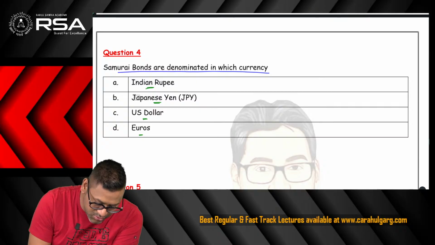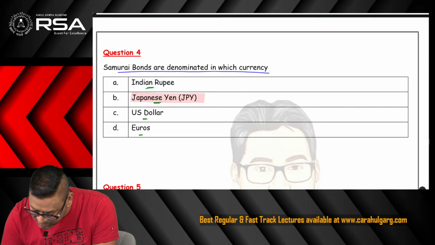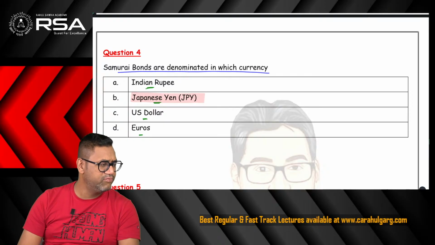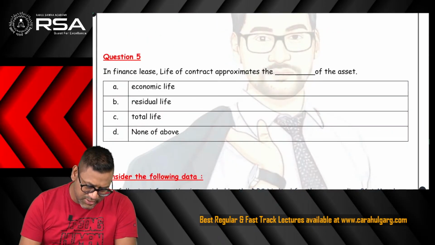The answer to this question is Japanese yen. Pallav Agarwal and Ananta Kumar have given the right answer. Very fine, very fine. Chaliye, let's move to the next one.